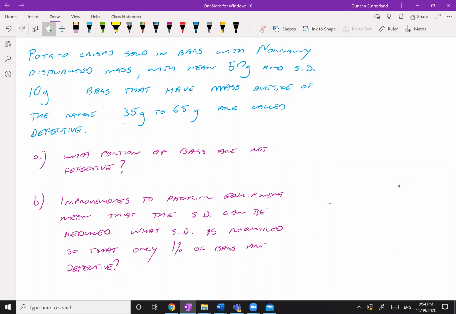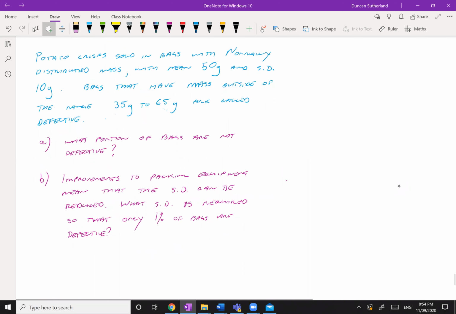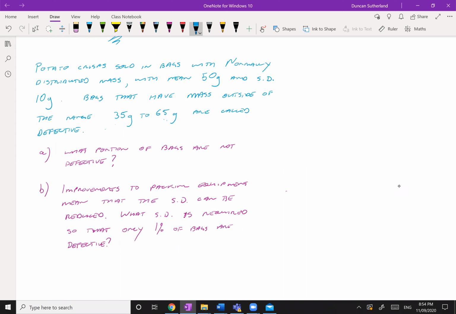Okay, so let's suppose that potato crisps are sold in a bag, and the masses of the bags are normally distributed with mean 50 grams and standard deviation 10 grams. So let's just whack a bit of notation on this to start with. X, the mass of the bag, is distributed as a normal random variable 50, 10, right? That's the parameters for our normal distribution.